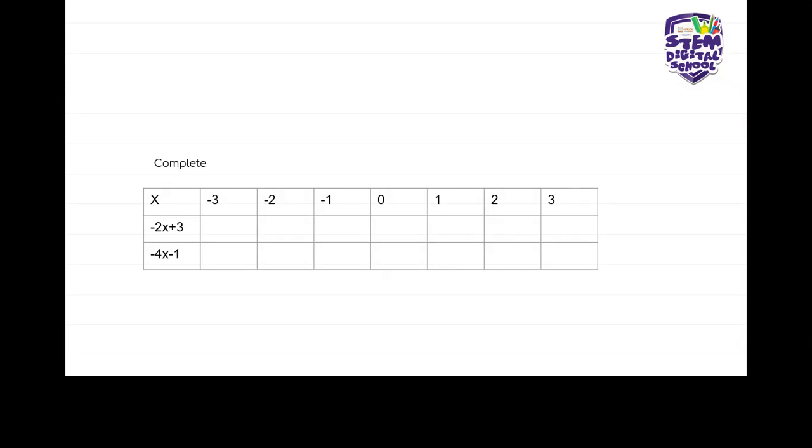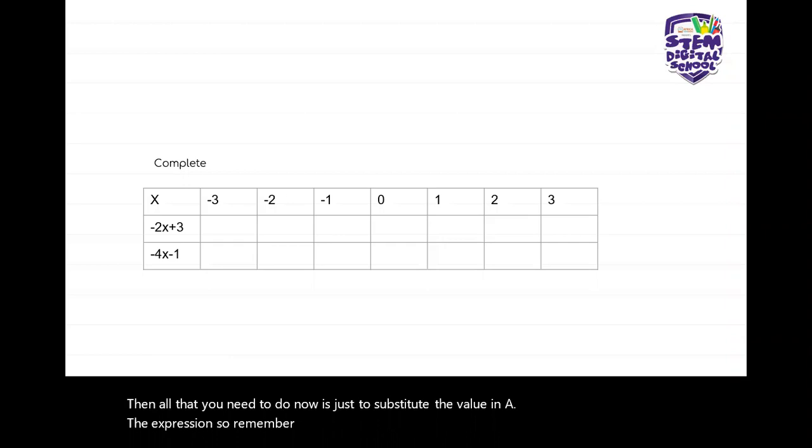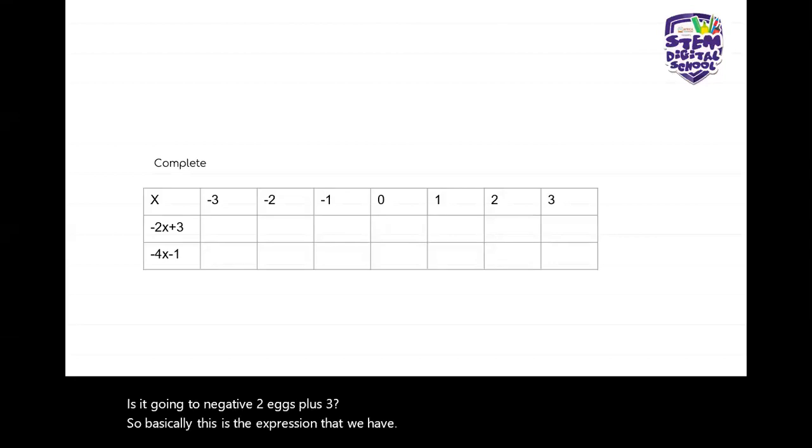Right. The last one, of course, if x is -3, then all that you need to do now is just to substitute the value in the expression. So remember, the expression is y is equal to -2x plus 3. So basically, this is the expression that we have. Y is equal to -2x plus 3. So find y if x is -3.